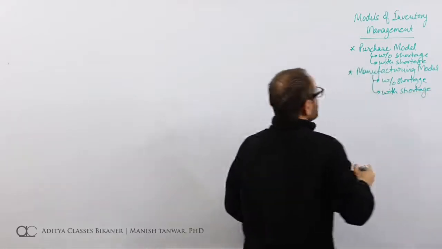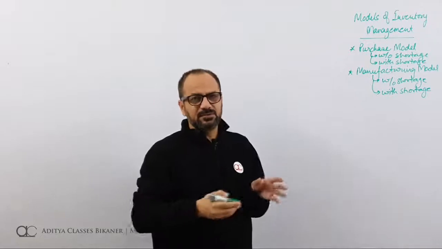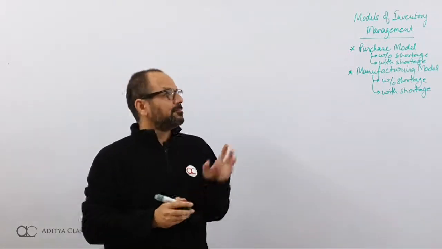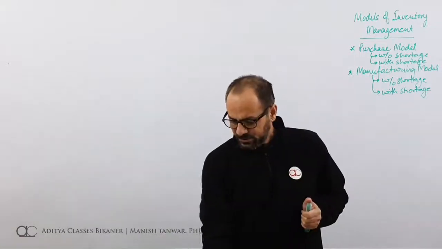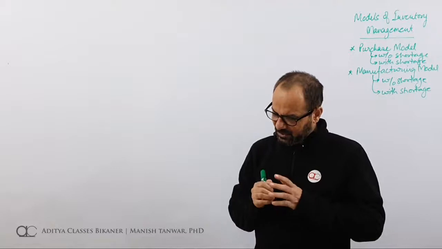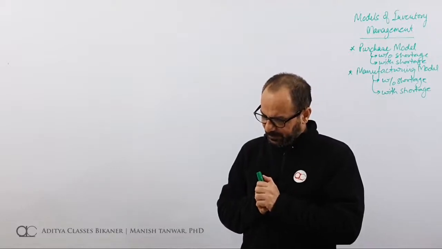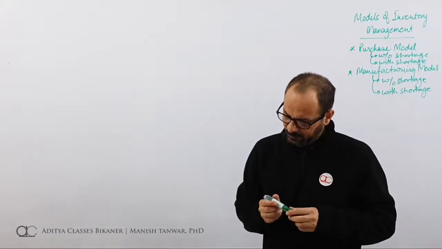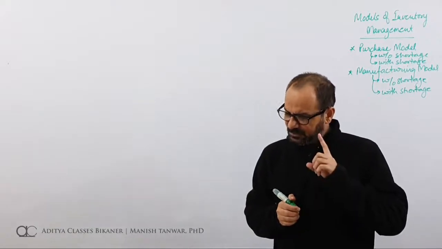So what we'll try and do is, we'll try and put up some questions over here and try to identify which model makes sense over here. So our first question says, Alpha Industry estimates that it will sell 12,000 units of its product for the forthcoming year. 12,000 units for the forthcoming year.